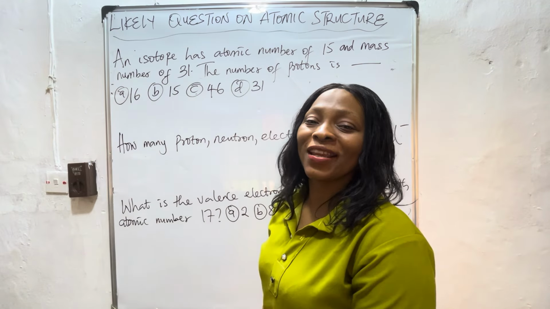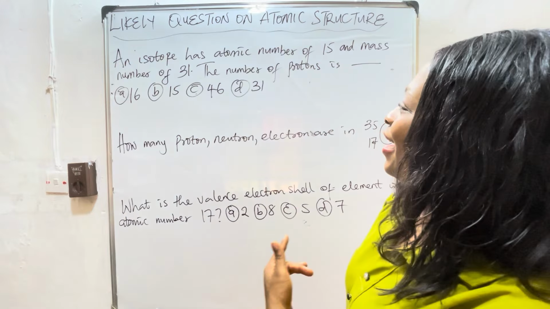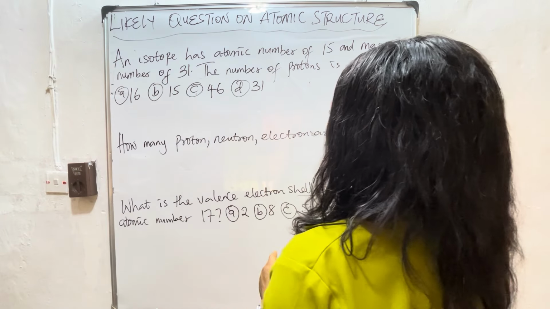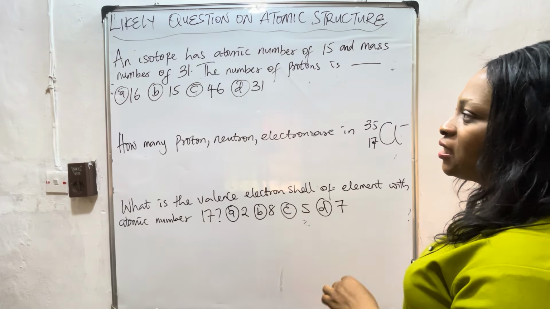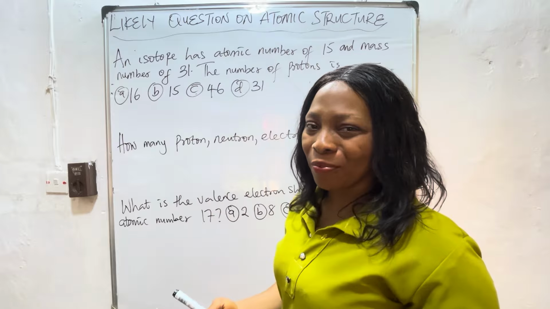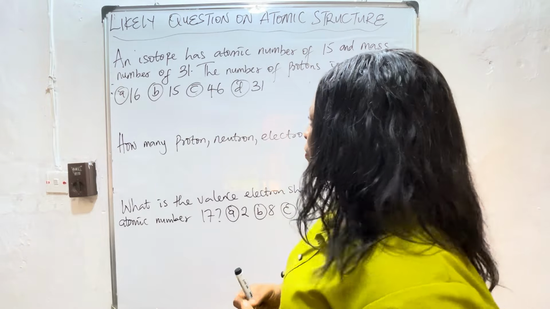You see this question in the example, what would be your answer? Let's go. An isotope has atomic number of 15 and mass number of 31. The number of protons is dash. Now this question is very, very simple. Remember, I'm going to give you the ASAP method, the as-fast-as-possible method.